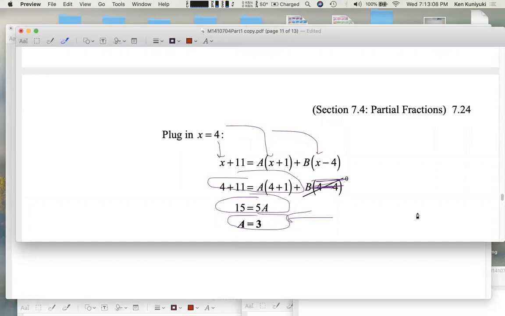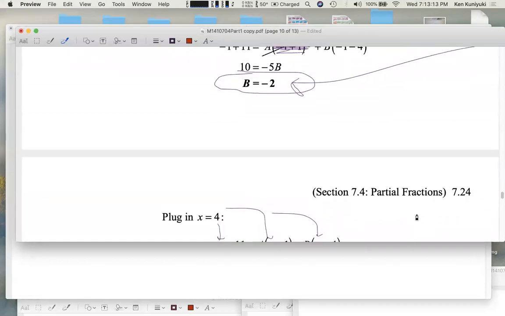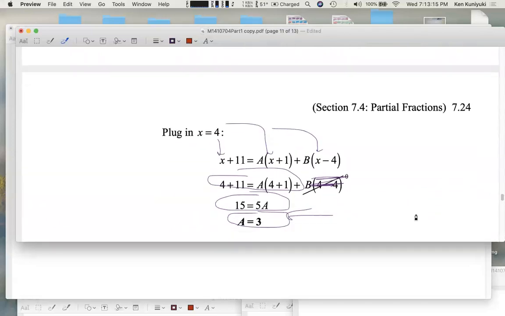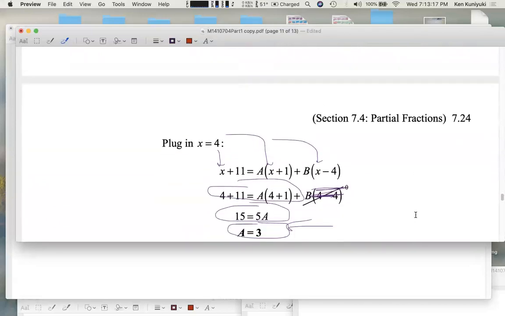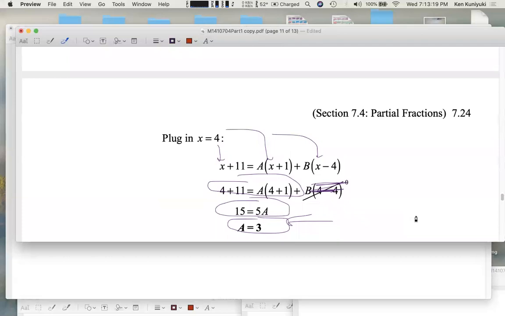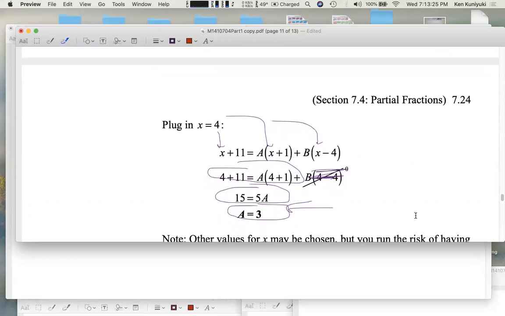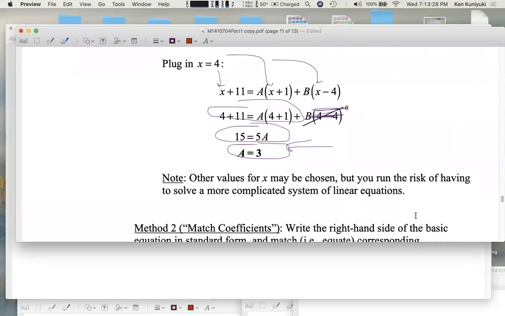Now you might be asking, well, hey, where's the system? Well, A equals 3, B equals negative 2. It's right there. A equals 3, B equals negative 2. Now you're not done yet, folks. You're not done yet. Kind of like with variation, where you had to plug in for k. Remember that? You have to plug in the values.